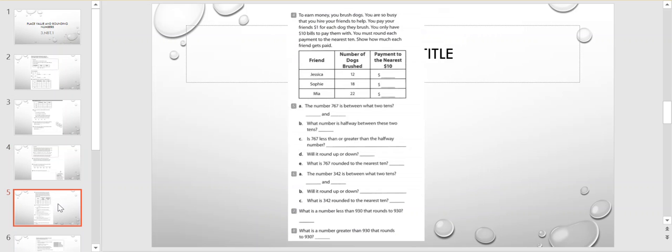Number 4, to earn money, you brush dogs. You are so busy that you hire your friend to help. You pay your friend $1 for each dog they brush. You only have a $10 bill to pay them with. You must round each payment to the nearest 10. Show how much each friend gets paid.